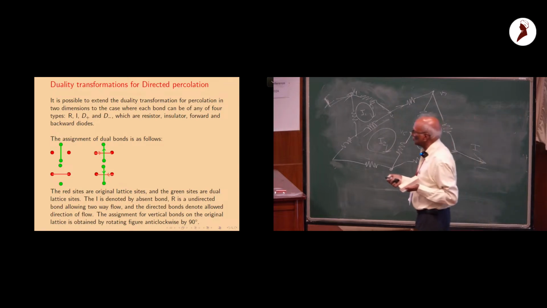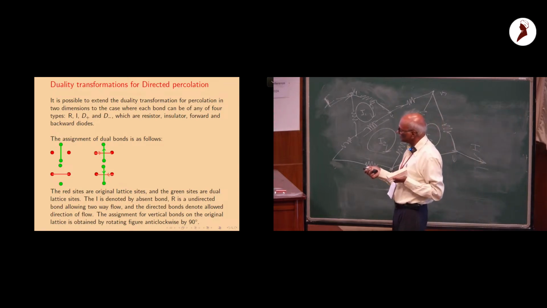Okay, so this part is, I think, easily said. The red sides are the original lattice sides, green sides are the dual sides. I denotes an absent bond, R is the undirected bond allowing two-way flow. We have said all this.